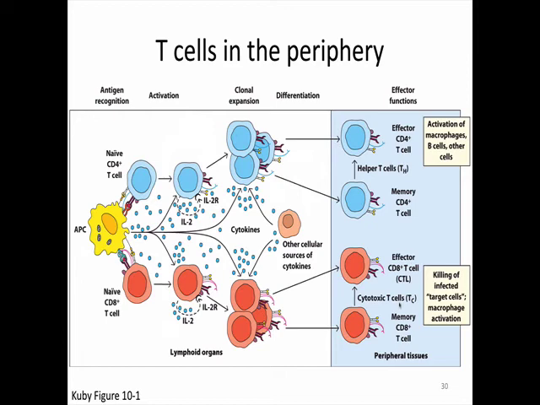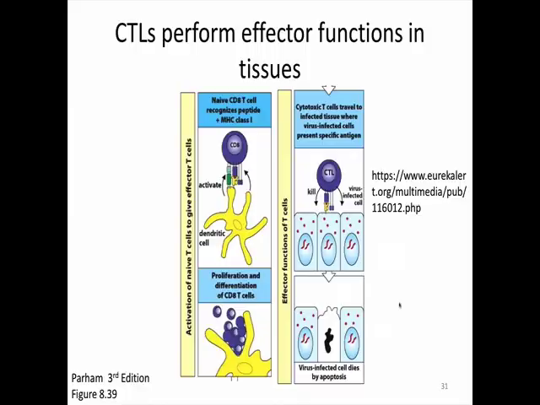So when a CD8 positive T cell has finally become activated and differentiated, it can now be called a cytotoxic T cell or a cytotoxic T lymphocyte, a CTL. CTLs are able to perform their effector function in tissues.